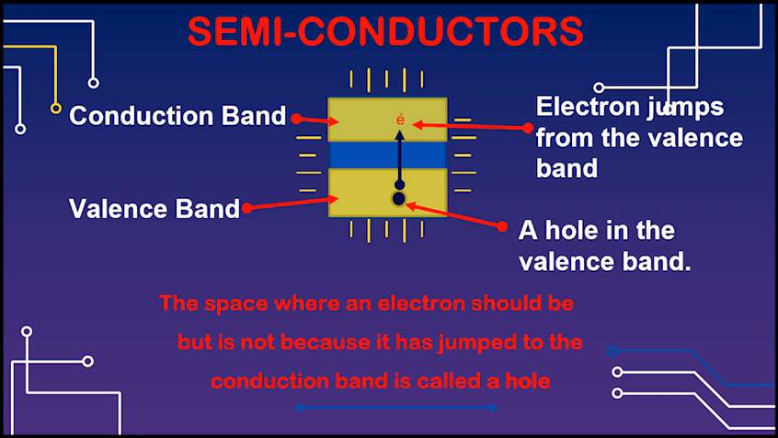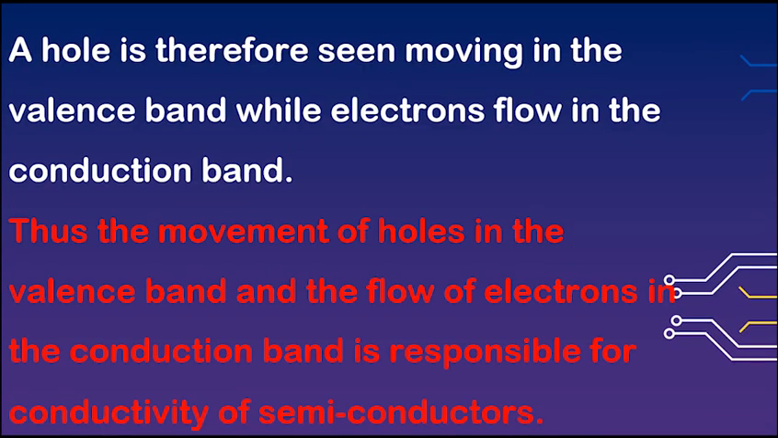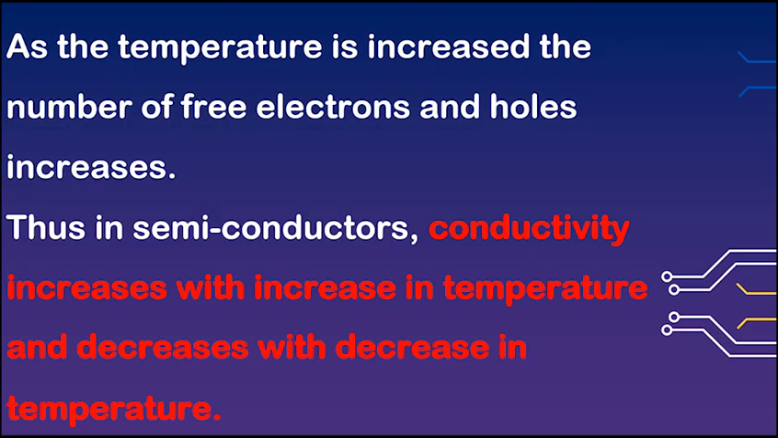As the attracted electron jumps into the hole, it creates yet another hole which is filled by an electron, and the process continues. In the end, a hole is therefore seen moving in the valence band while electrons flow in the conduction band. The movement of holes in the valence band and the flow of electrons in the conduction band is responsible for conductivity in semiconductors. As the temperature is increased, the number of free electrons and holes increases. Thus, in semiconductors, conductivity increases with increase in temperature and decreases with decrease in temperature.